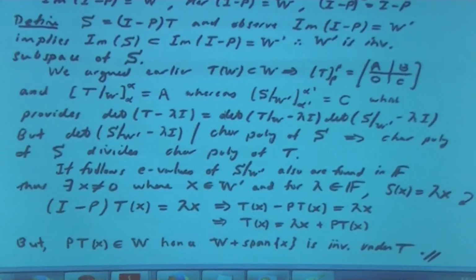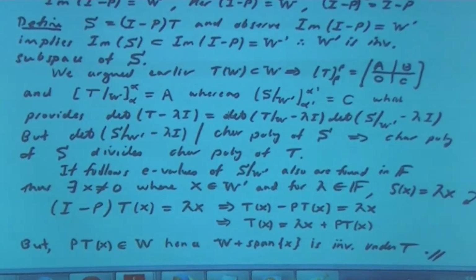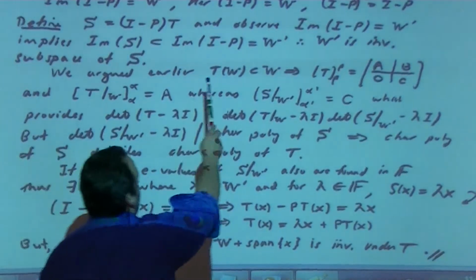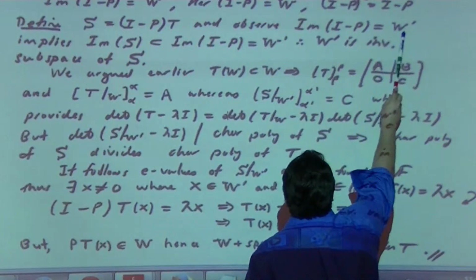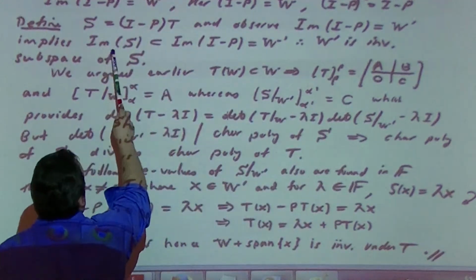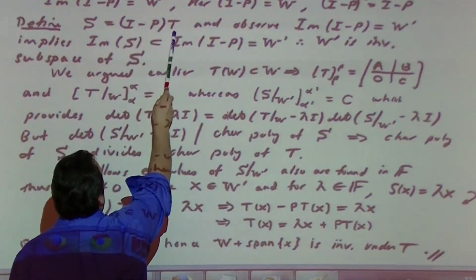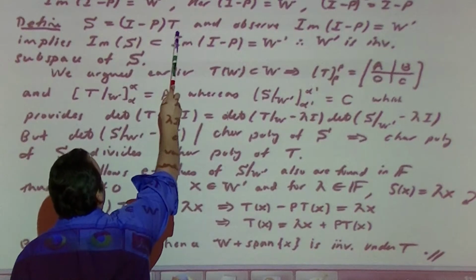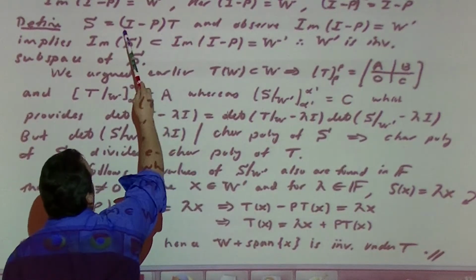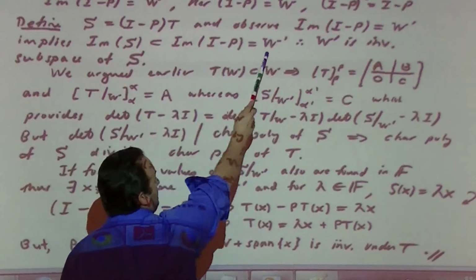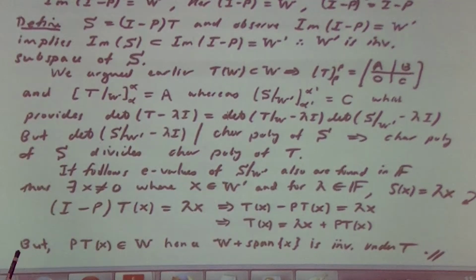So then he defines this mapping S, and S is equal to I minus P composed with T. So you notice that the image of I minus P is W prime, which is the span of alpha prime. So if I take things, feed them to T, and then T of v goes into this, that means it's still in W prime, right? In other words, the image of a composite is pretty much governed by the left factor in the composite. That's something I don't think we've proved yet, but would make a great quiz 3 question.